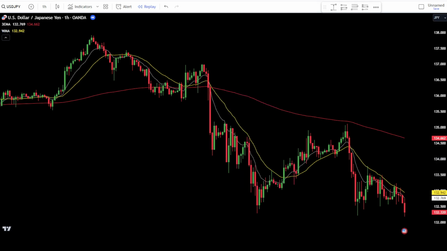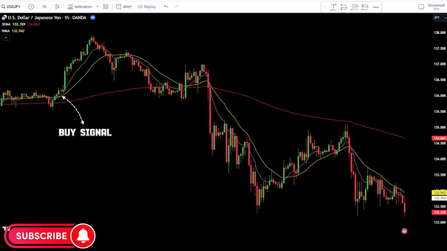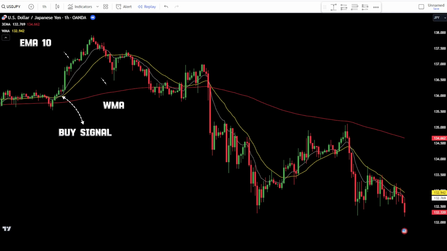The Moving Average Weighted or WMA indicator will be used as a signal guide for placing buy and sell orders. If the EMA 10 line crosses above the WMA line, it is a signal to place a buy order. However, ensure that after the EMA and WMA crossing, the EMA 10 position should be above the WMA line.